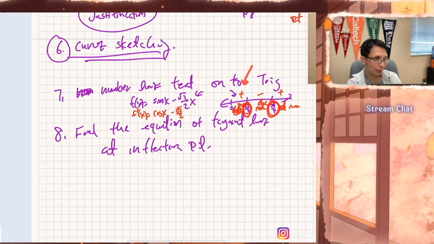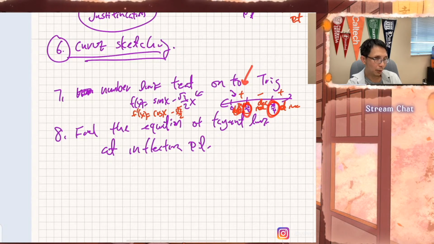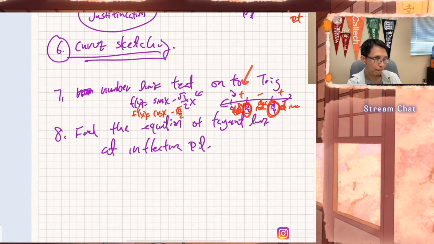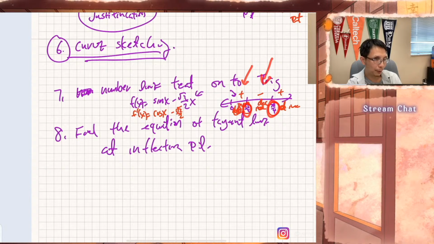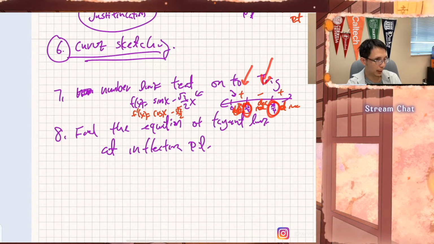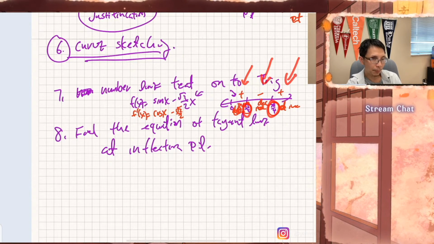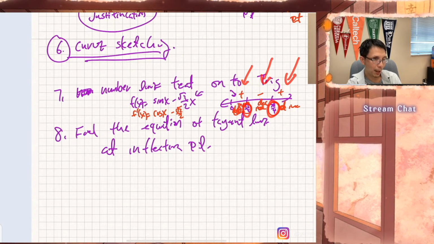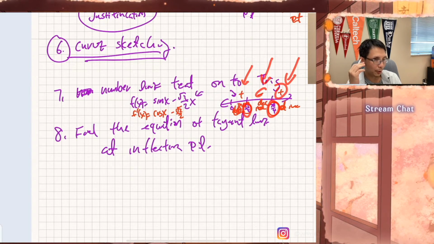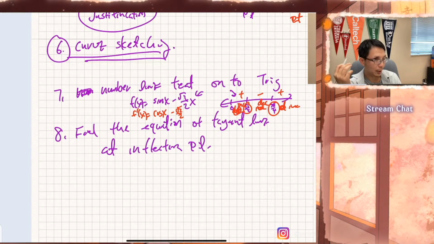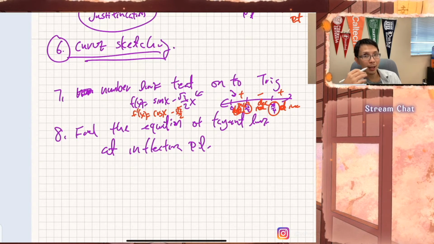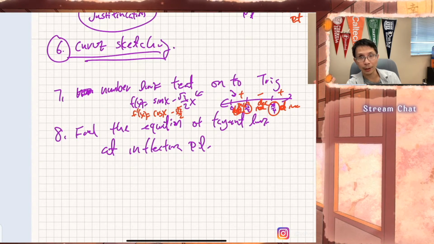Plug in any value there. Between 0 and pi over 4, I'll plug in pi over 6. And between pi over 4 and 7 pi over 4, I'll plug in any value between, and pi over 2 is good. And I'll plug in 11 pi over 6. I'll do the analysis on which interval is increasing and which interval is decreasing. And that is what a general view is going to be.